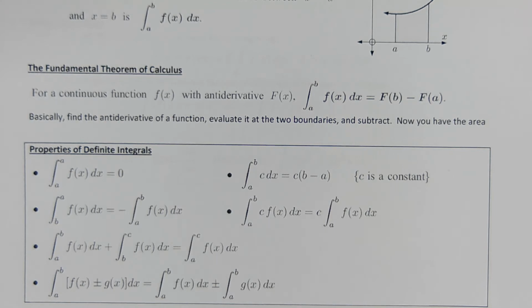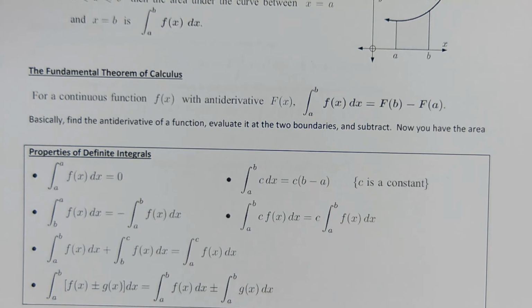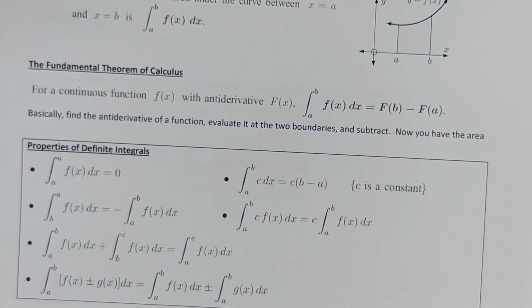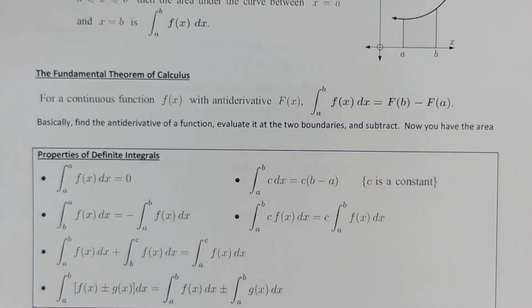If you're not sure why, think about it. If we started at 2 and we ended at 10, how far did we go? 8. You got that number by doing 10 minus 2. It's always end minus beginning. Evaluate, subtract, evaluate, just like that. And that will be the area under the curve between those two x values. Yes, it is that simple.